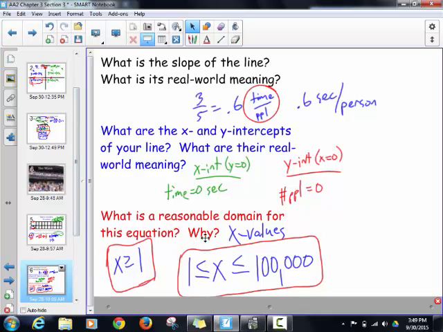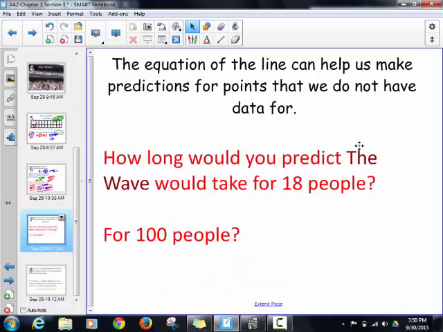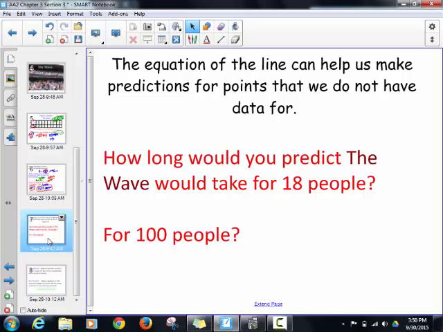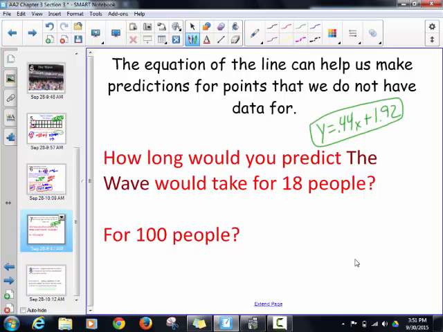So when it asks for the domain or range, it's just asking what can the x values be, or for the range, what can the y values be. The nice part about having an equation is that we can make predictions for points that we do not have data for. For example, it says how long would you predict the wave would take for 18 people? Well, let's go back and use the really good linear regression equation. I don't care which one you use, whether you estimate it or calculate it exactly.